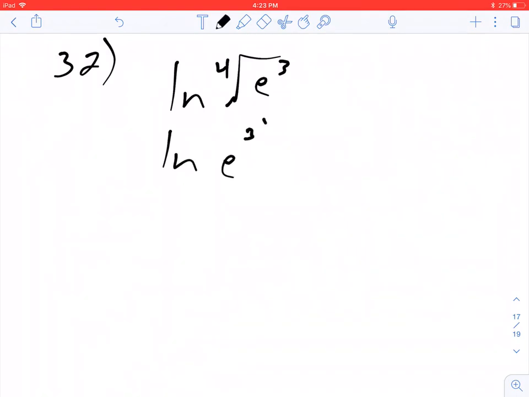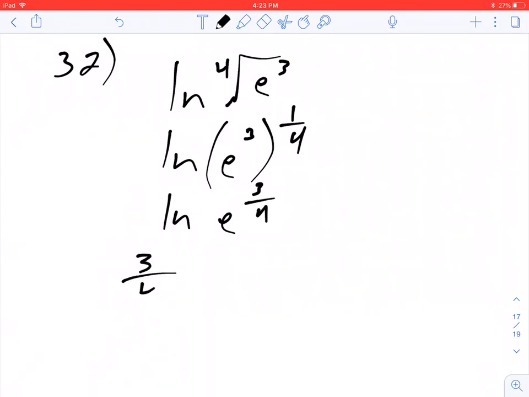Number 32, you have natural log of the 4th root of e to the 3rd. First thing to do is rewrite the 4th root as a power. And then we're going to multiply those powers. So we have natural log of e to the 3/4. Then we're going to bring the power down via the power property. You can see we have natural log of e, which cancels, and you're left with 3/4.